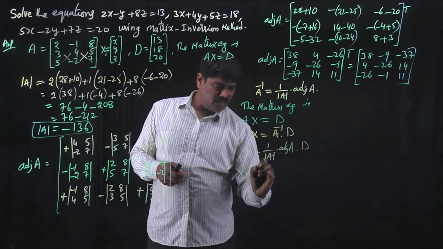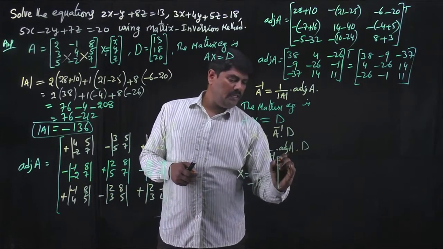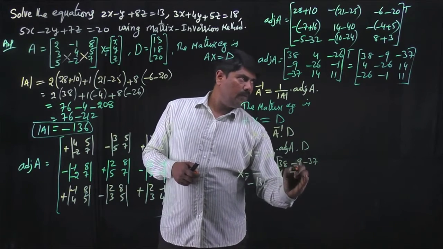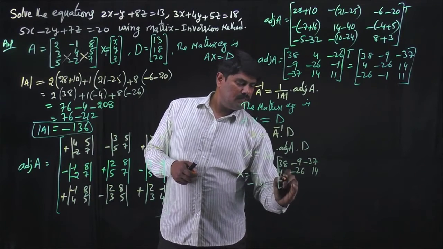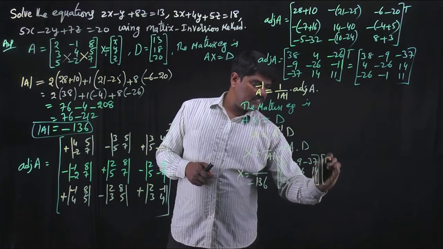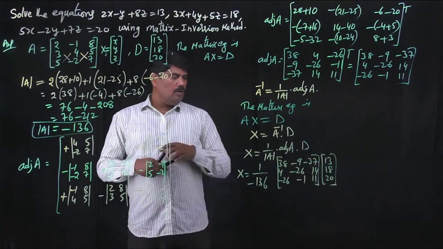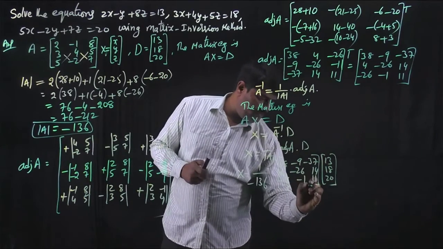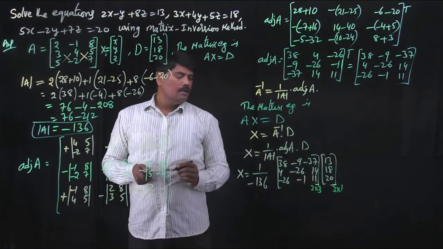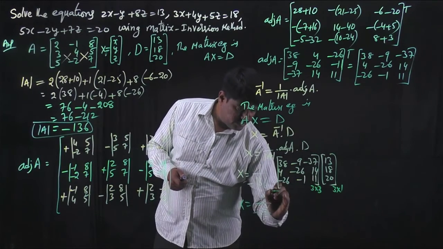Now replacing the values, det A is minus 136, adjoint A is 38, minus 9, minus 37, 4, minus 26, 14, minus 26, minus 1, 11. The constant matrix is 13, 18, 20. Here you can observe the order of the matrices. This is 3 by 3 and this is 3 by 1. Multiplying 3 by 3 and 3 by 1, you have a 3 by 1 matrix.